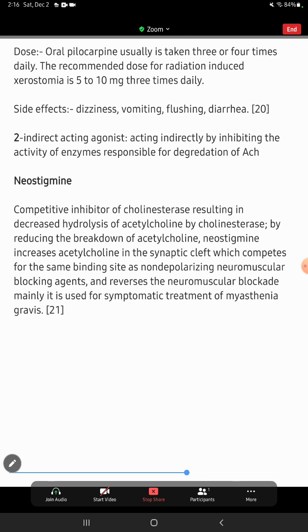By reducing the breakdown of acetylcholine, neostigmine increases acetylcholine in the synaptic cleft, which competes for the same binding sites as non-depolarizing neuromuscular blocking agents and reverses the neuromuscular blockade. Mainly, it is used for symptomatic treatment of myasthenia gravis.